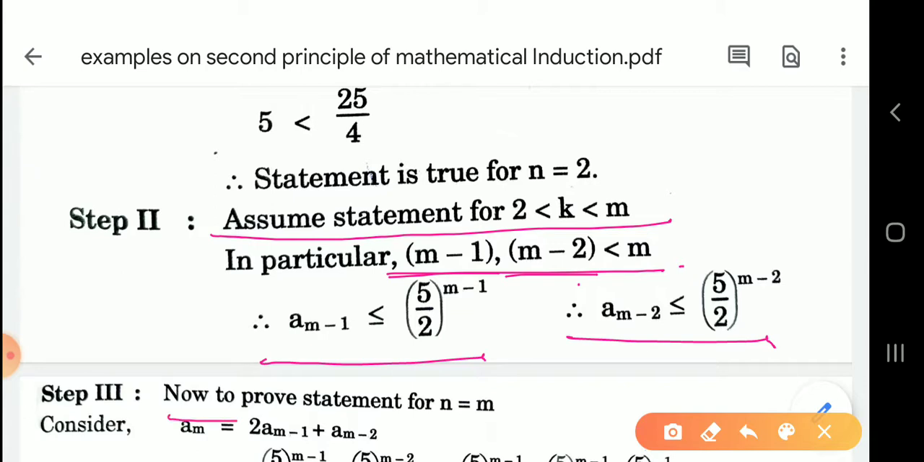Then our last step is we prove that our statement is true for n is equal to m.